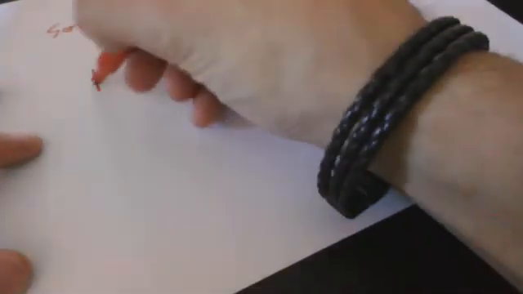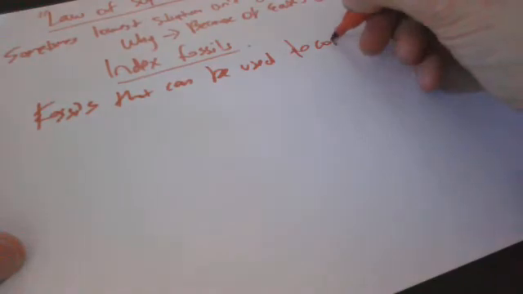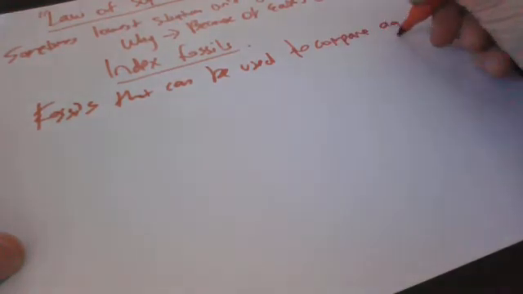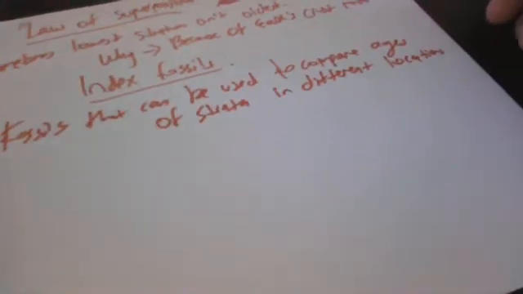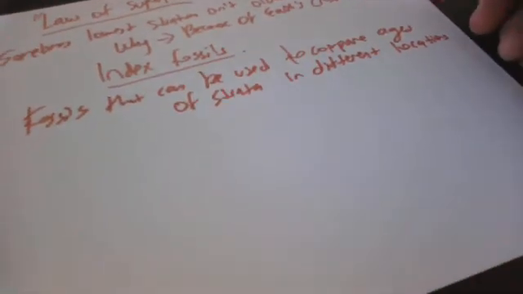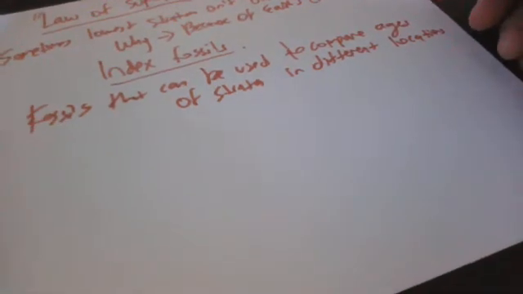Fossils that can be used to compare the ages of strata, different layers in different locations, are called index fossils. To be used as index fossils, the species must satisfy these four criteria.